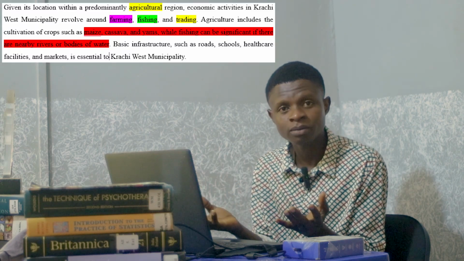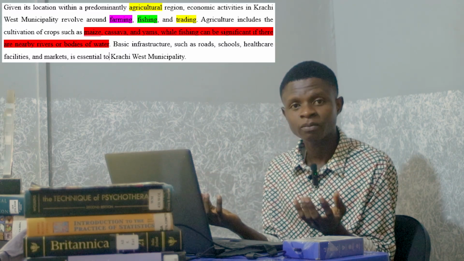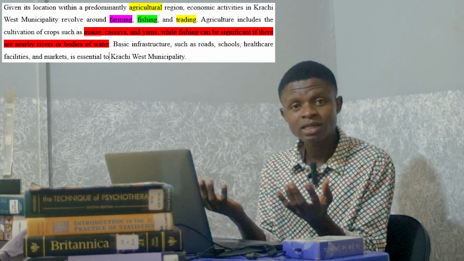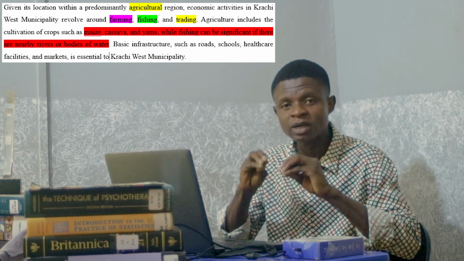Then you also have to talk about their occupation. Are they agricultural people? Are they into farming? Are they into trading? You need to be specific. Are they civil servants? You need to be specific about it.